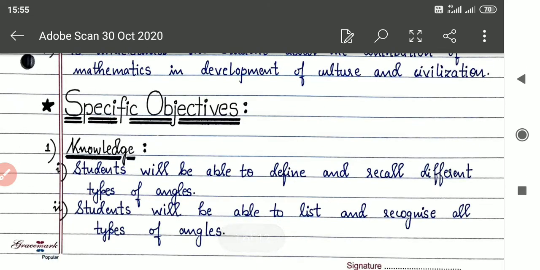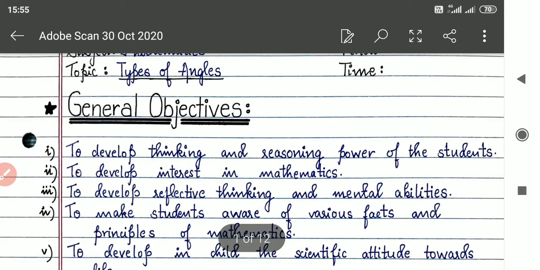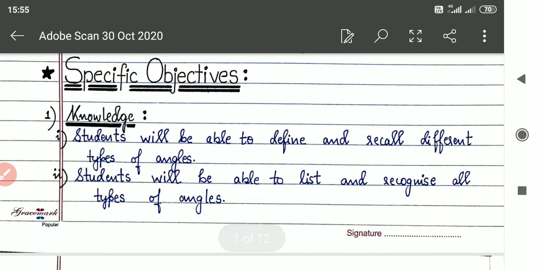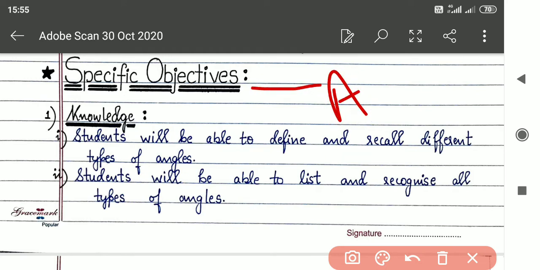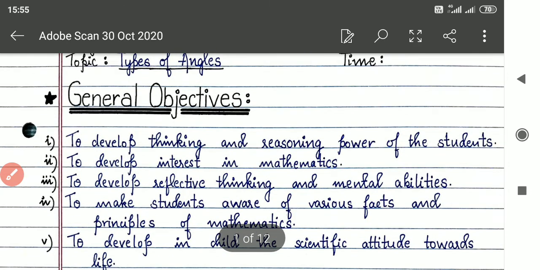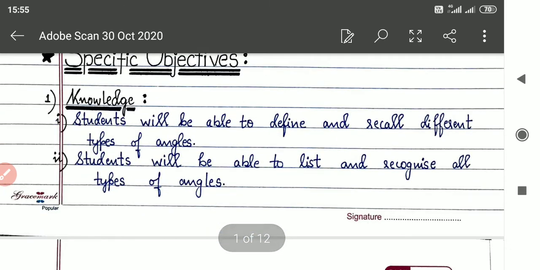Then we move on to the specific objectives, and as I have earlier mentioned in many of my videos, specific objectives are related to the topic. So here the specific objectives are related to the topic, the types of angles. If you go back to the topic, it is types of angles. This is what we are going to study in specific objectives.